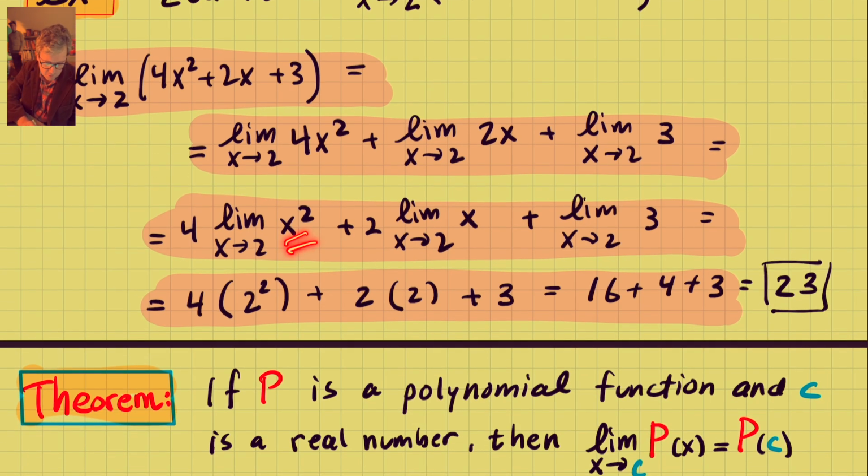Right, and at this point, this is just an x to the n, this is just an x, and that's just a constant, so I can just plug in. Right, so 4 times 2 squared plus 2 times 2 plus 3 is 16 plus 4 plus 3, which is 23. Right, so this limit is equal to 23.